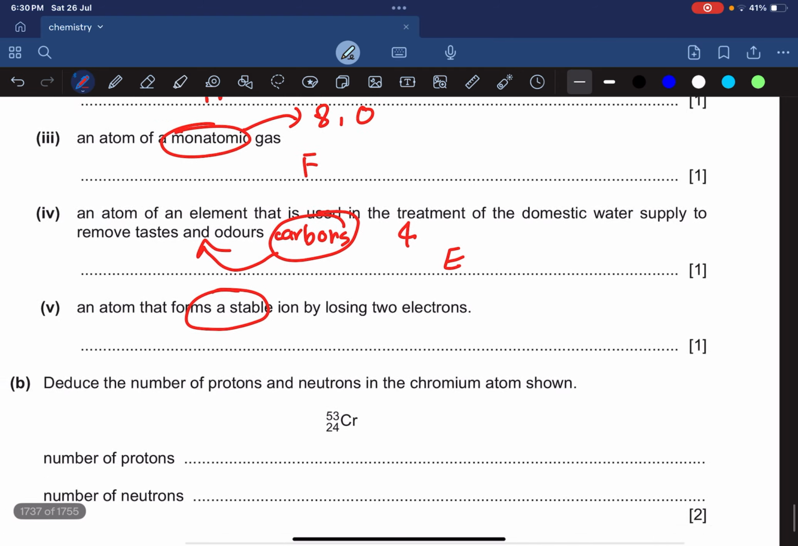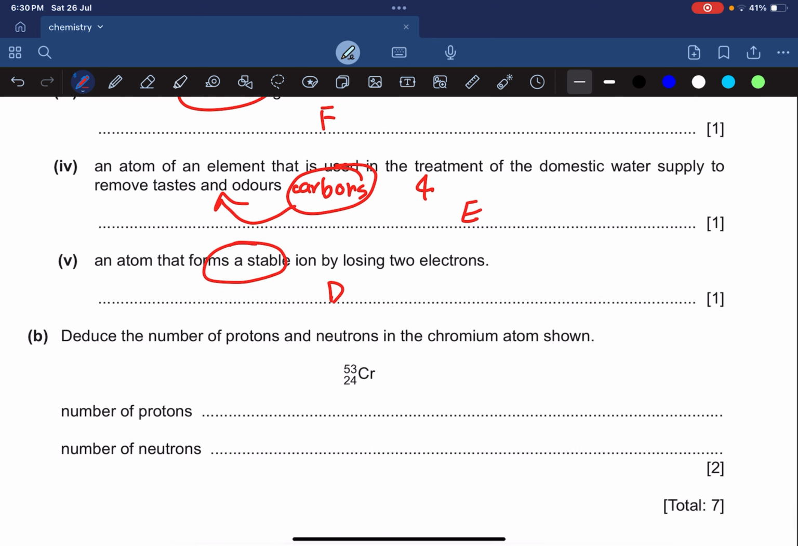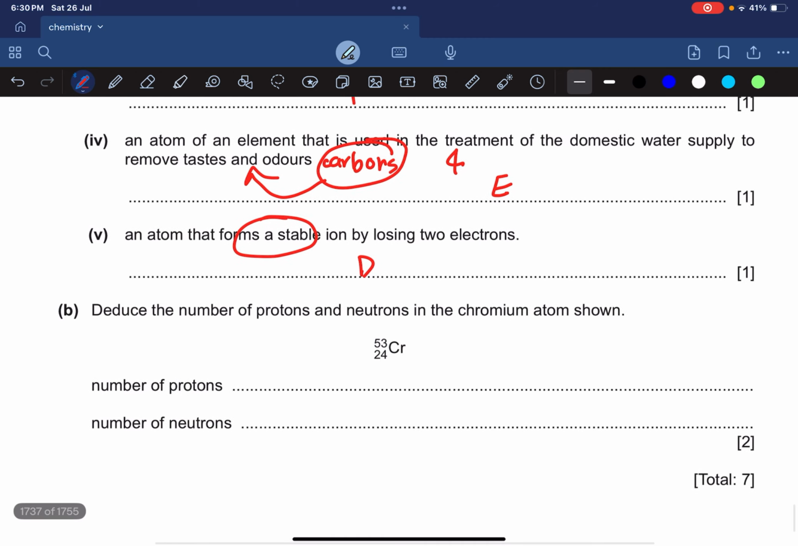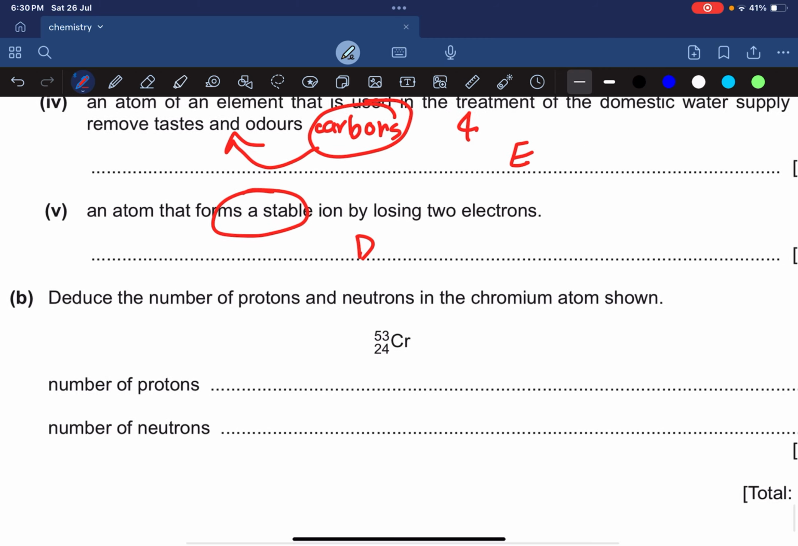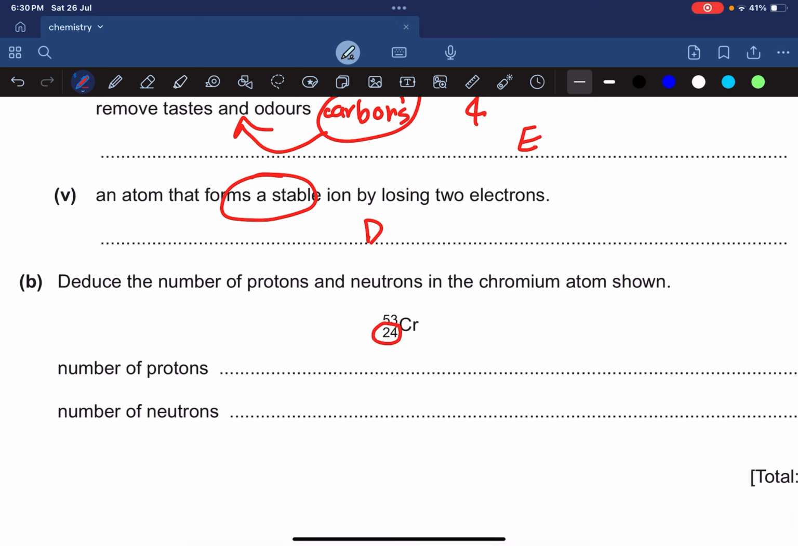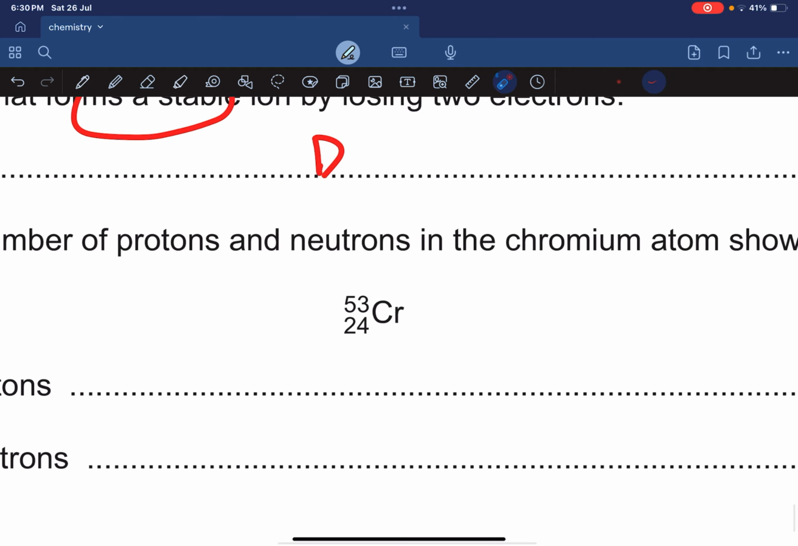Okay, so this is definitely going to be D. Easy enough to think. Okay, deduce the number of protons and neutrons in the chromium atom shown. Number of protons are going to be 24. Why? Because you have to look at this electronic configuration in a way that you know that this top one right here is your nucleon number. Nucleon number means that protons and neutrons combine, and this 24 is your proton number.